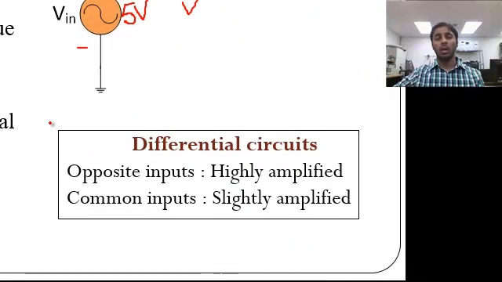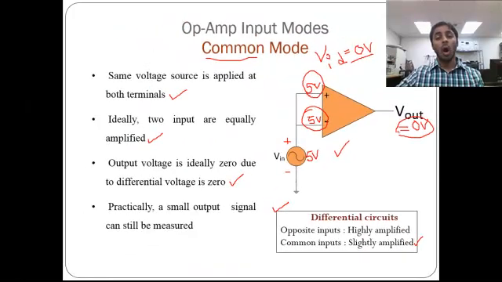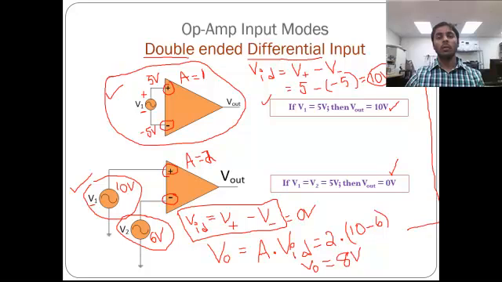So here is a quick summary for the differential circuit: opposite inputs are highly amplified, common inputs are slightly amplified. If the signals are common, if the signals are the same, then the amplification is very, very small, in terms of millivolts or microvolts. If the signals are opposite, as you can see in this particular example here, 5 volts and negative 5 volts at the input side are greatly amplified.